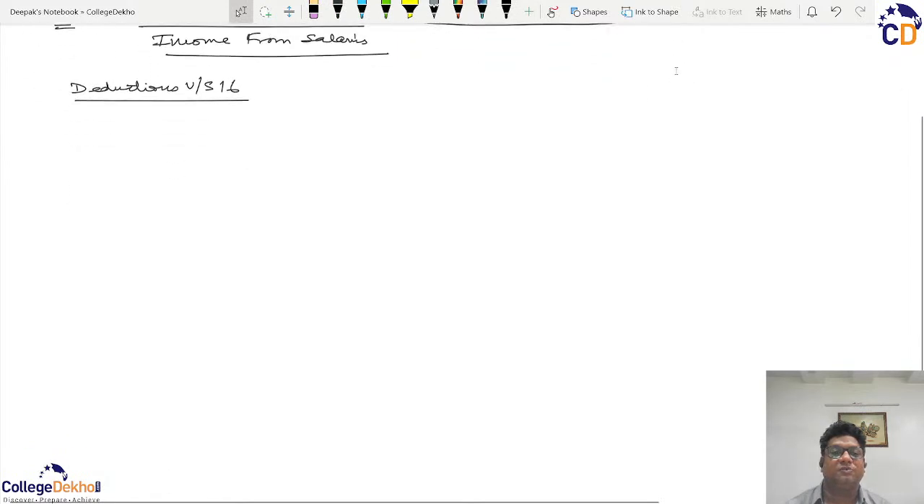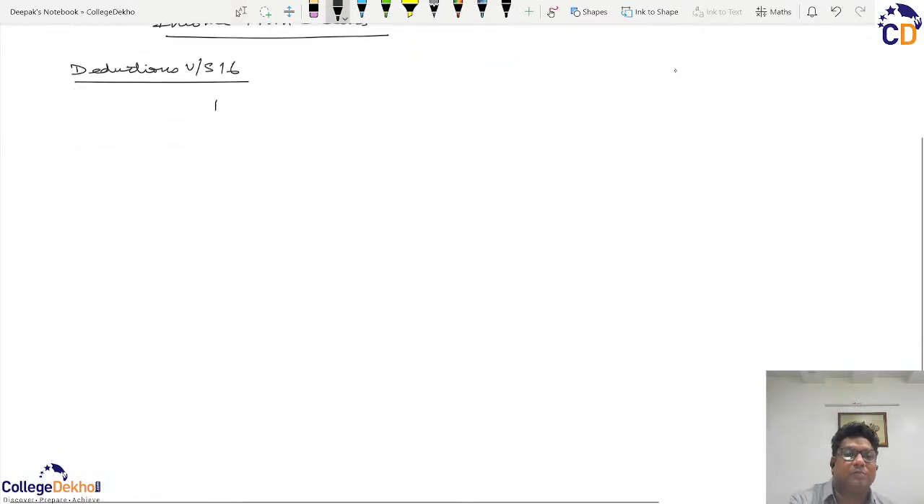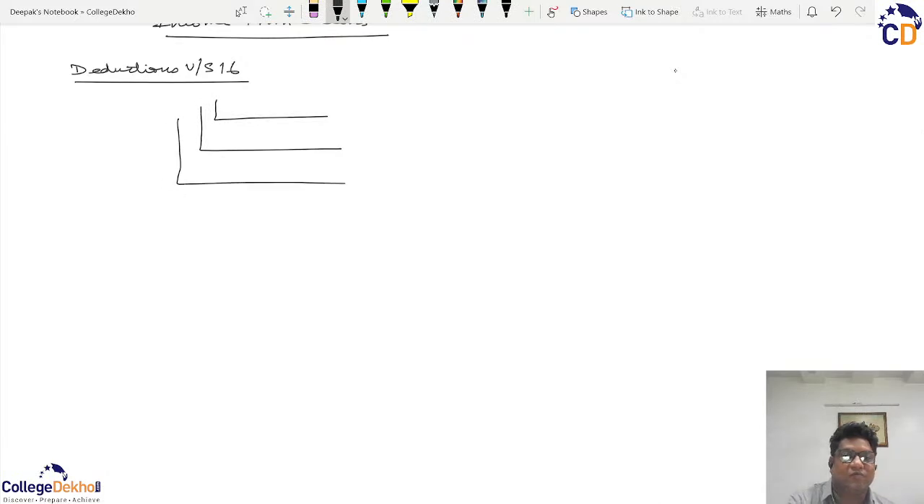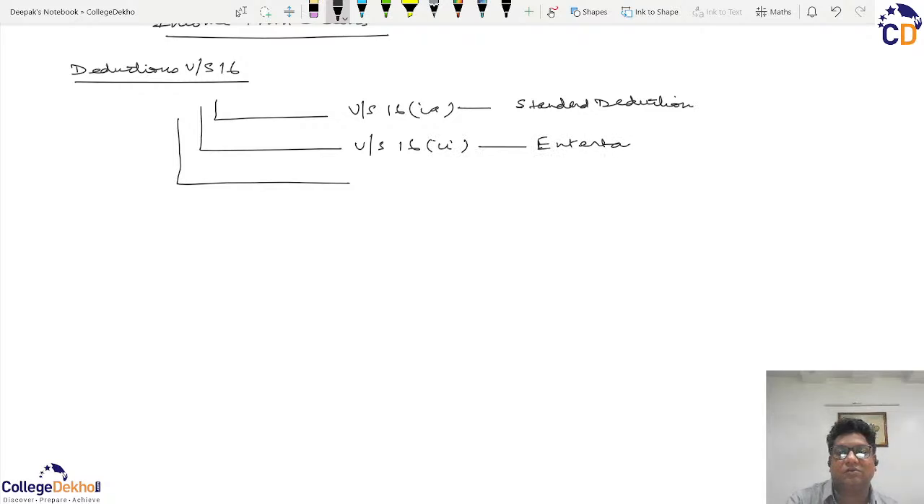So broadly speaking, there are three primary deductions under section 16. First is under section 16(1)(a). Earlier it was 16(1), but because it was revised, the new section was introduced with the name standard deduction. Then there is the deduction under section 16(2), as it was originally, known as entertainment allowance.